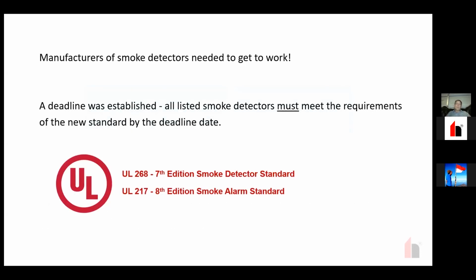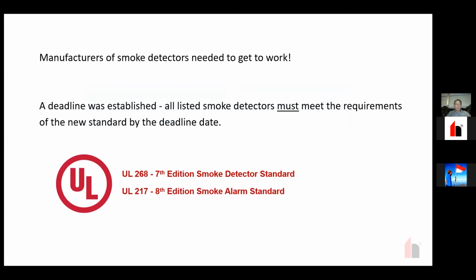But this also meant that the manufacturers of smoke detectors needed to get to work. UL established a deadline, and when the deadline was reached, all listed smoke detectors must meet the requirements of the new standard. And this applies to the 7th edition of UL 268 and the 8th edition of UL 217.